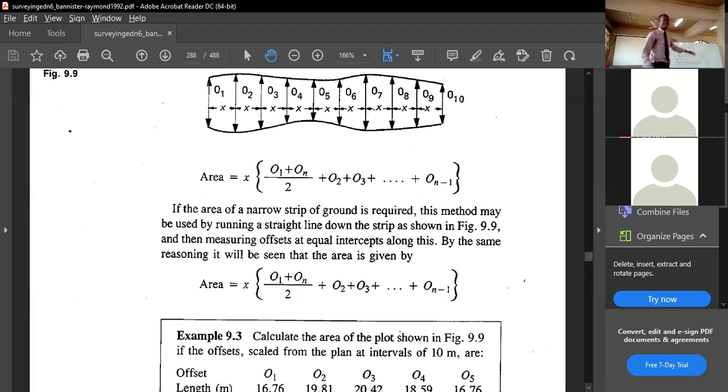Okay, now we can generalize this by taking the 2 in there, and then we actually have x times the first plus the last one divided by 2, plus the intermediate ones, O2 plus O3, all the way to O(n) minus 1. Where n is, what's n?